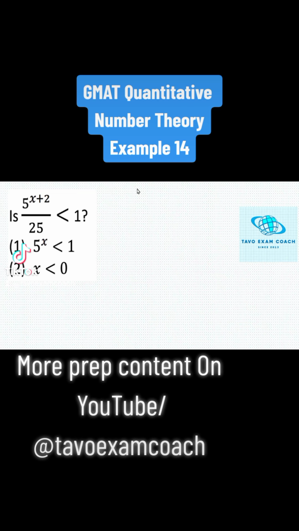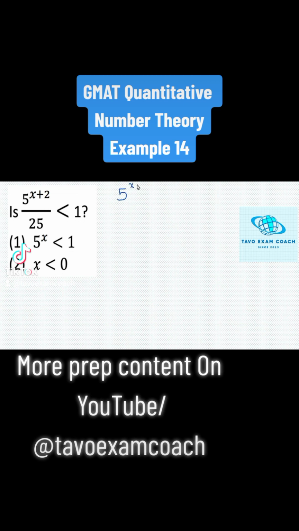We need to try to rewrite the question in simpler terms so that the analysis of the sufficiency for each statement becomes easier. Here, 5 up to x plus 2 can be interpreted as the product of 5 up to x and 5 squared. Because when you multiply two powers of the same base, the exponents are added. So you would get x plus 2 as the exponent. Okay? And then this over 25 is less than 1.